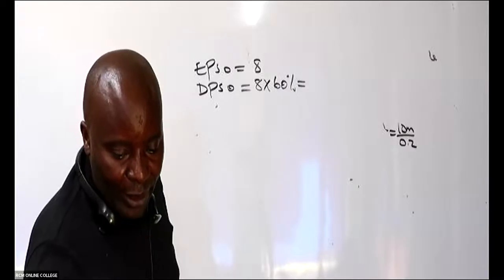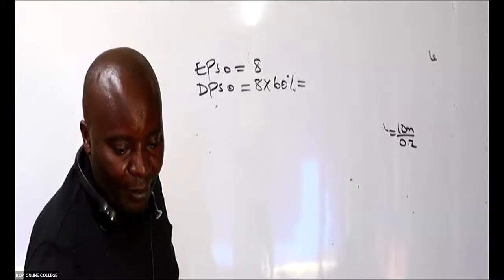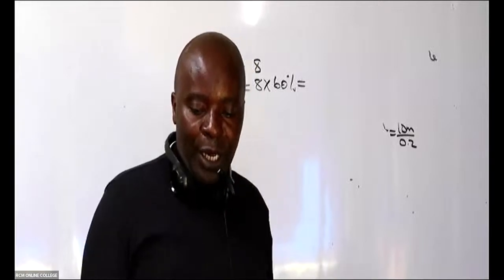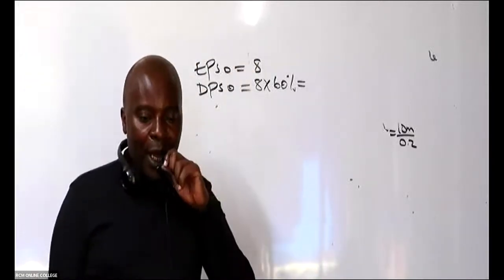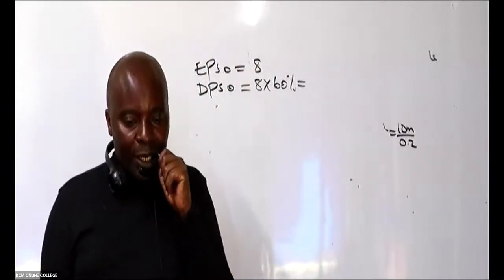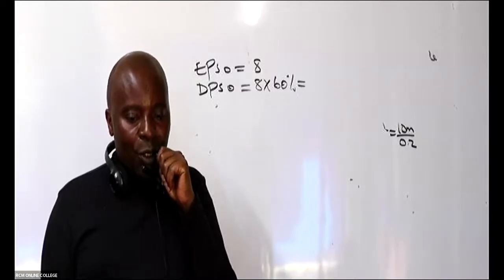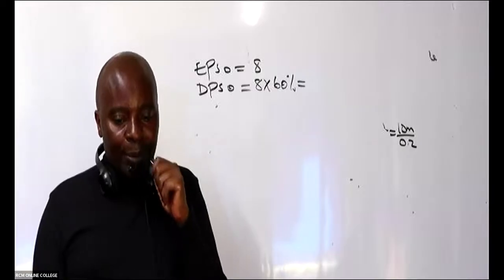Internet issues, sorry for that. It is April 2022, question number 1. So please give me this figure. What is this DPS at time zero? Time zero means today. So 8 times 0.6.